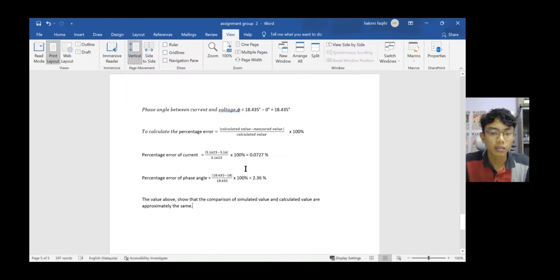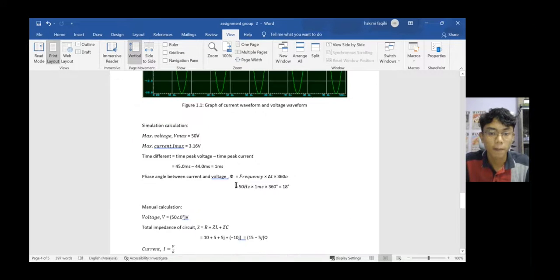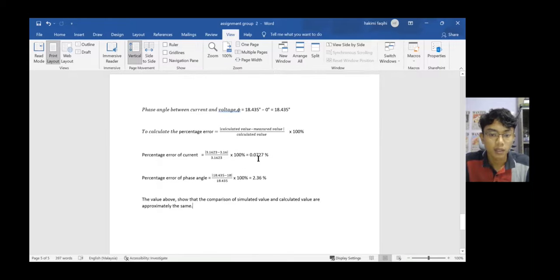So for the phase angle that we get, it is 18.435 minus the real measured value we get from this graph, which is 18, divided by 18.435 times 100%. So we get 2.36%. The values above show that the comparison of simulated value and calculated value are approximately the same. Okay, thank you.